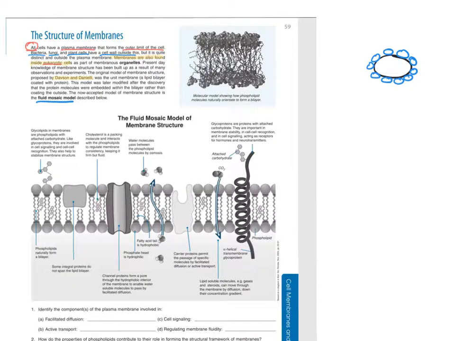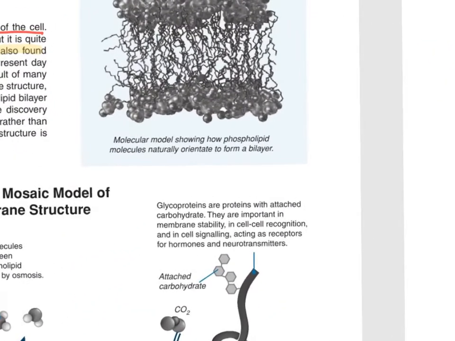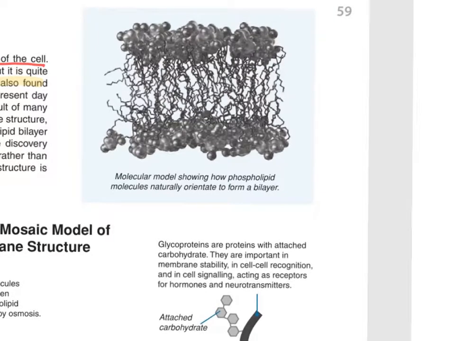And it's described in detail here. Here is a molecular model showing how phospholipids structurally orient themselves to form a bilayer. So let's take a look at what they mean by this. Out here are your phosphate heads. Do you see them? I'm going to go ahead and make them blue. They're all kind of sticking out. You see how kind of crazy this looks?